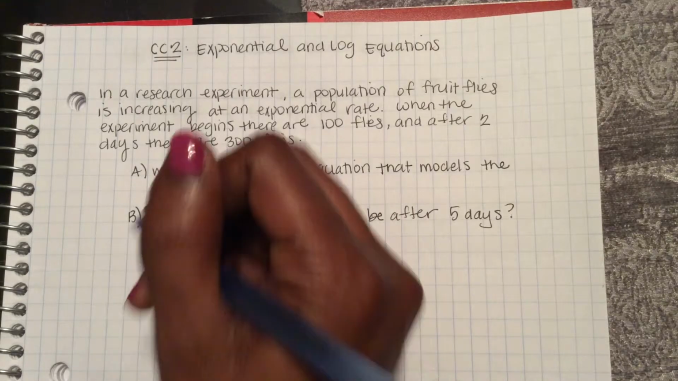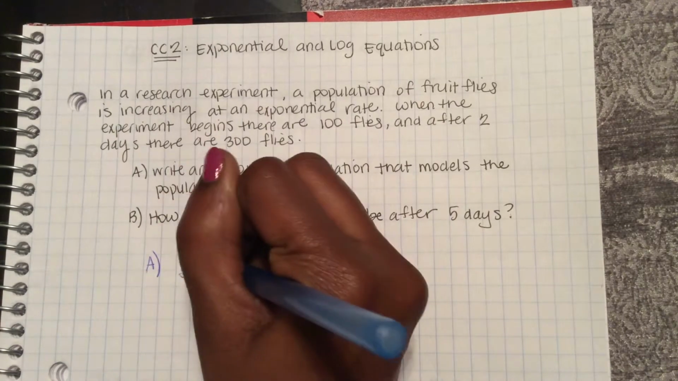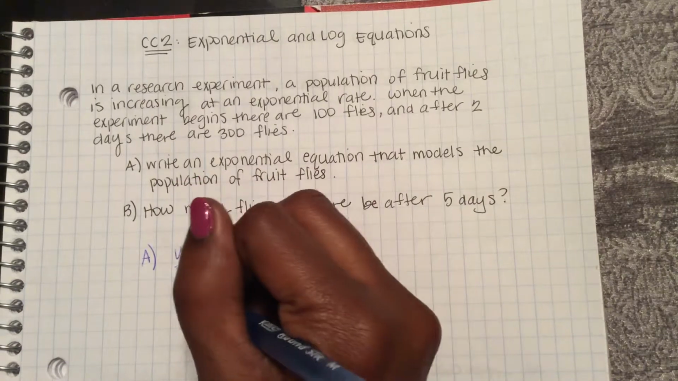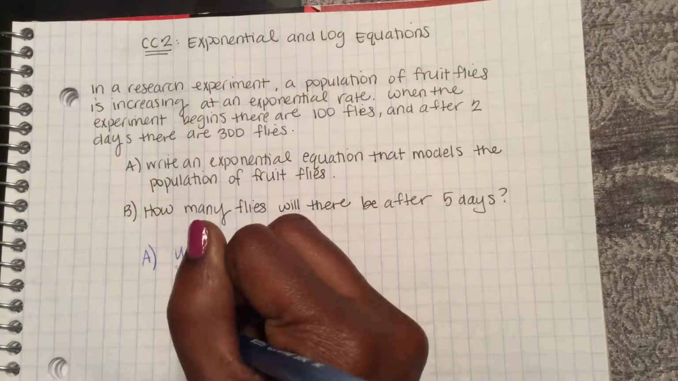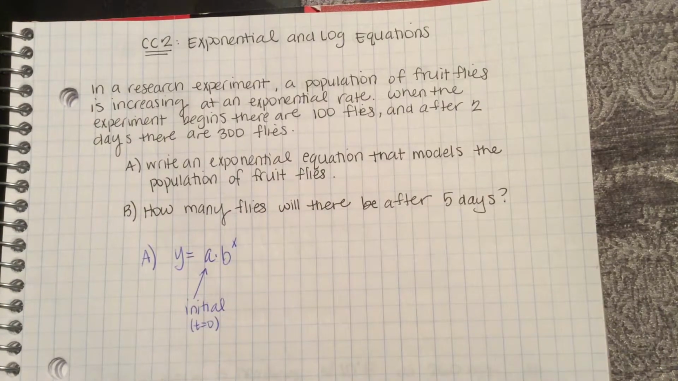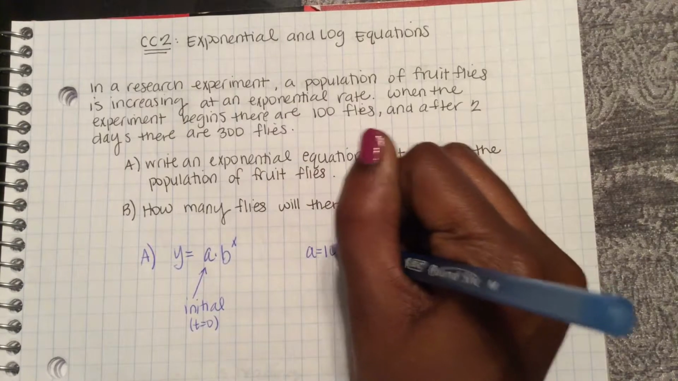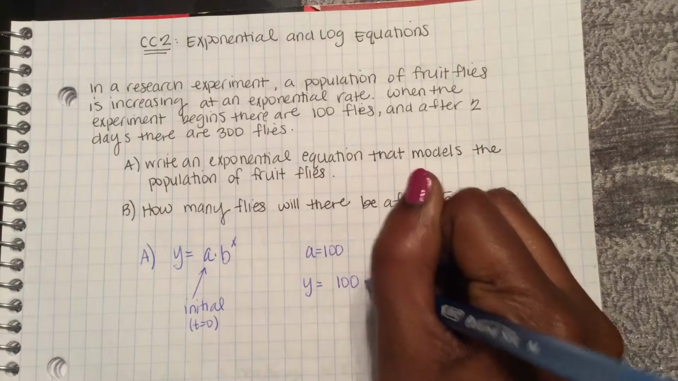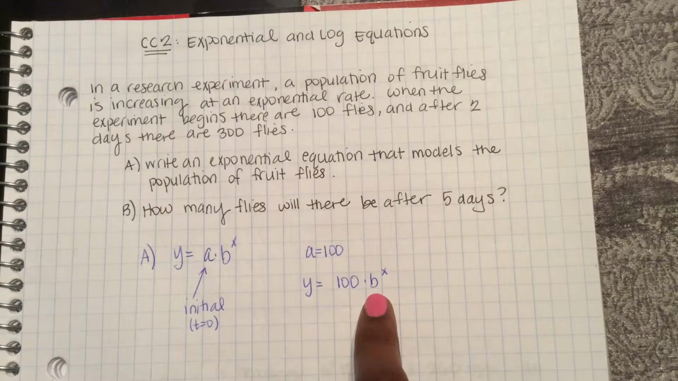be after 5 days. So remember, an exponential equation is in the form y equals a times b to the x. A is always your initial value when your time equals 0. So we know in this instance, the initial amount of flies is 100. So we know A equals 100. So y equals 100 times b to the x. So now I need to figure out what b is.